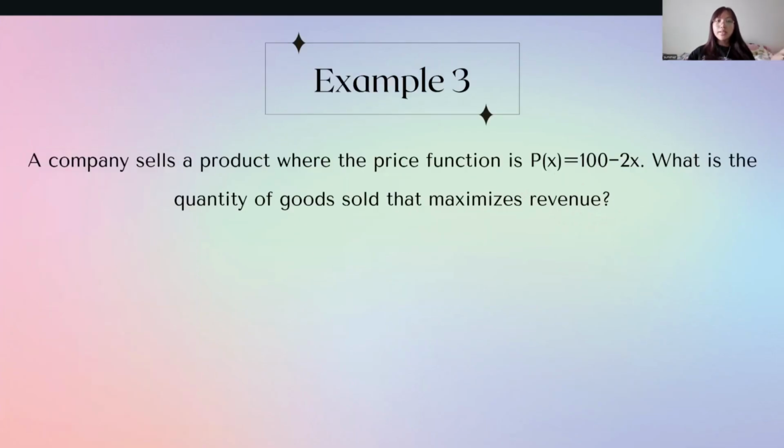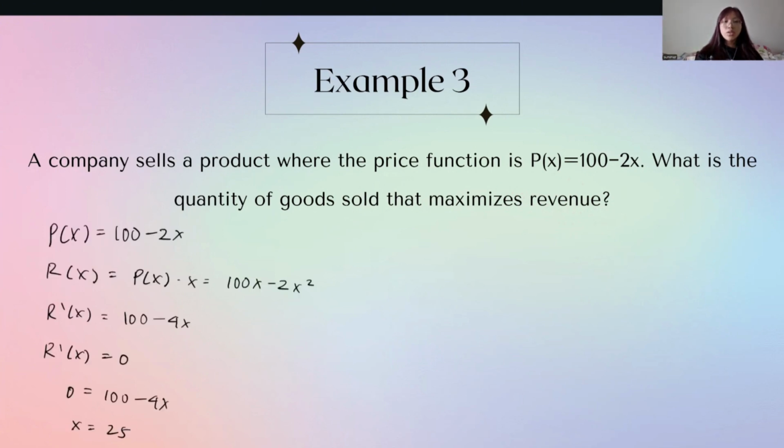Now, let's take a look at the third example to understand more about revenue functions. Let's say a company sells a product where the price function is P(x) equals 100 minus 2x. What is the quantity of goods sold that maximizes revenue? First of all, what we need to find is the revenue function, which is price times x. As we can see here, P(x) is equal to 100 minus 2x. So the revenue function is equal to 100x minus 2x squared.